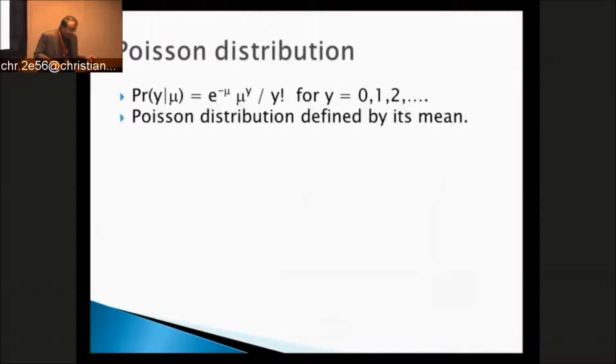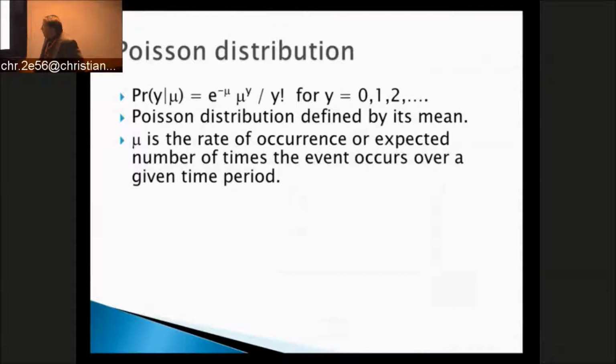So the Poisson distribution is defined by its mean. It just has one parameter that we use to define it, and that's its mean. And the normal distribution is defined by two parameters, its mean and standard deviation. But for the Poisson, it's just defined by the mean. The mean is interpreted as the rate of occurrence or the expected number of times the event occurs over a given period of time. That's what the mu is here, the mean, and the y is the count.